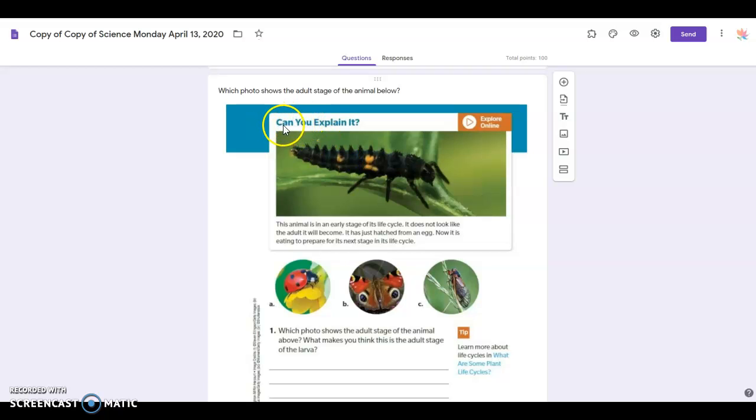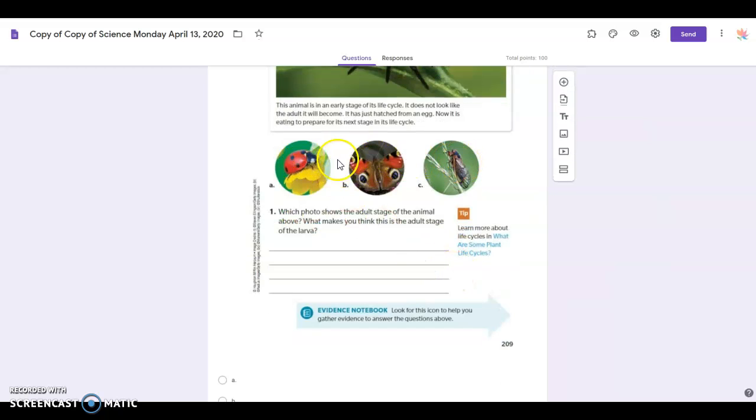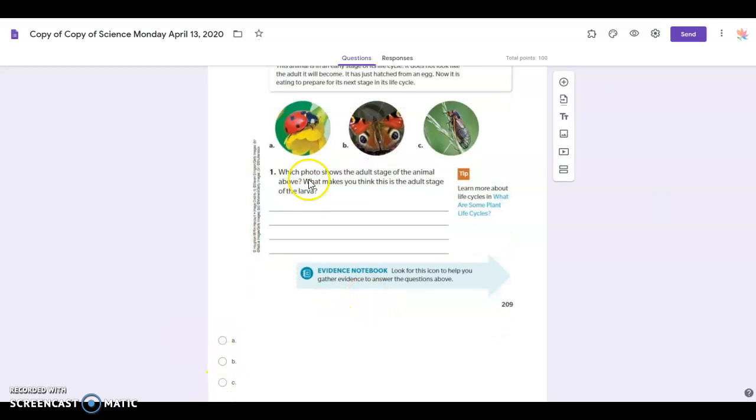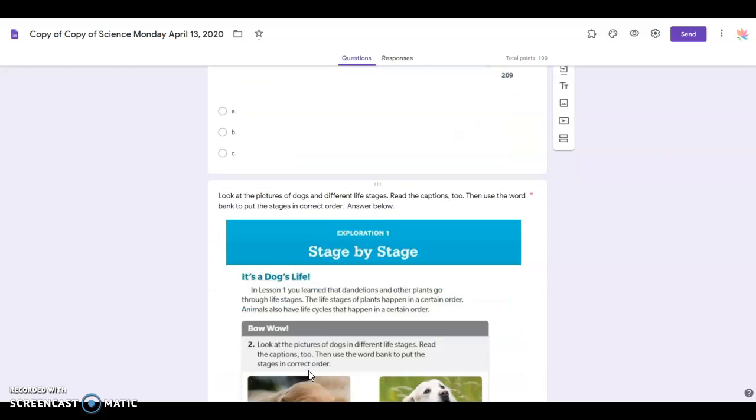Okay, let me show you. Can you explain it? This adult is in its early stage of its life cycle. It does not look like the adult it will become. It has just hatched from an egg. Now it is eating to prepare for its next stage in its life cycle. So here you have three photographs labeled A, B, and C. Which photo shows the adult stage of the animal above? What makes you think this is the adult stage of the larva? So all you have to do here, boys and girls, is choose the picture that you think shows or demonstrates the adult stage of the animal. Okay, so you choose one. Then you go on to the next slide.